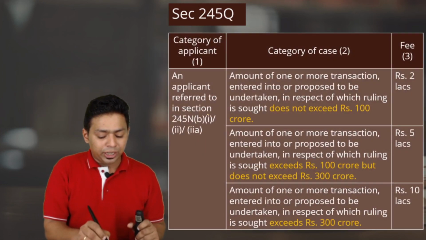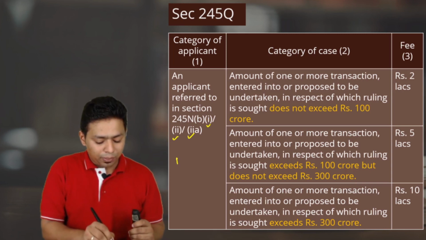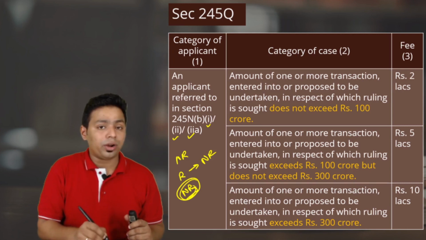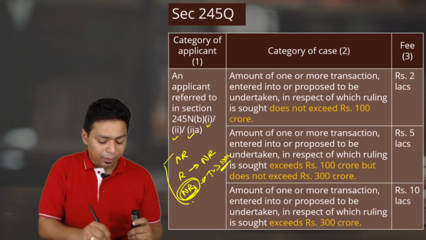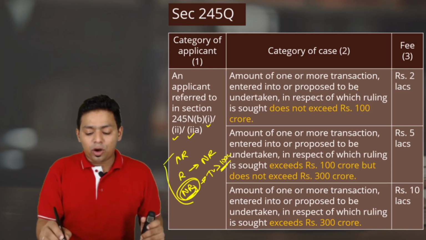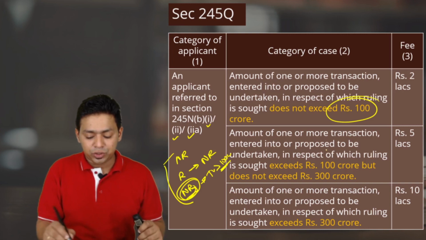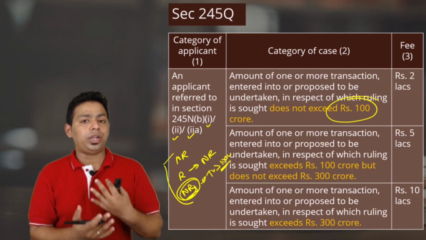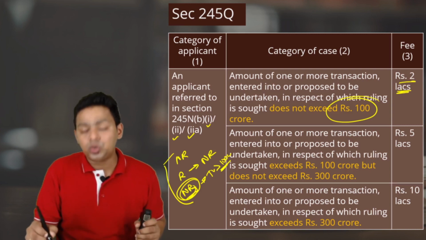An applicant who is referred to in section 245N(b) 1, 2 and 2A. One was about a non-resident, the second was about a resident in respect of a transaction with a non-resident, and 2A was a notified resident, who is having a transaction value exceeding 100 crore. I hope you remember these three people. Where the amount of one or more transactions entered into or proposed to be undertaken does not exceed 100 crore, up to 100 crore, it can be 5 crore, 10 crore, 20 crore, 8 crore, any, then the fee is 2 lakh rupees.